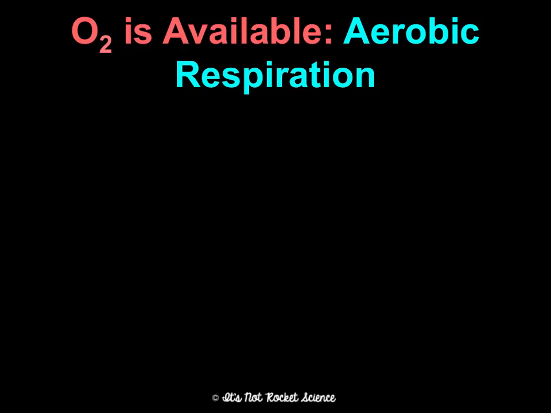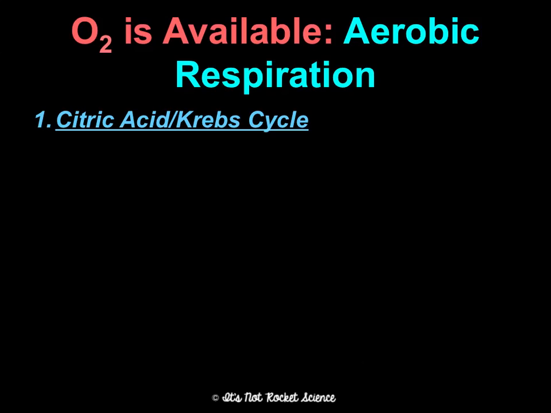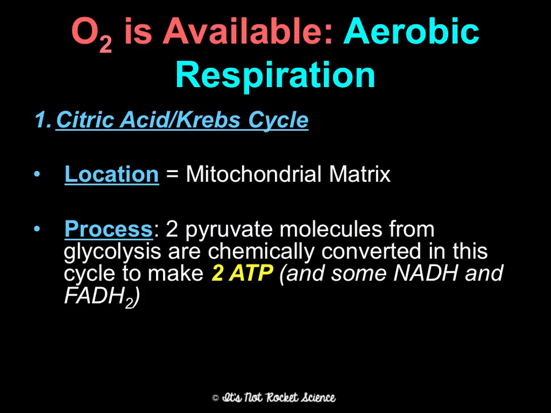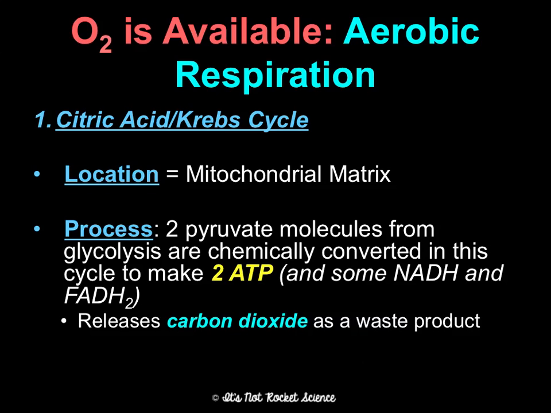So when people are talking about cellular respiration, they're generally referring to aerobic respiration, which has 2 main steps like photosynthesis. First is the citric acid cycle, also known as the Krebs cycle, and it happens in the mitochondrial matrix, so in the fluid part of the mitochondria. And basically, those 2 pyruvate molecules from glycolysis go through a bunch of chemical reactions, and they make 2 ATP, and then some NADH and another energy-carrying molecule called FADH2. It also releases carbon dioxide as a waste product during this step.